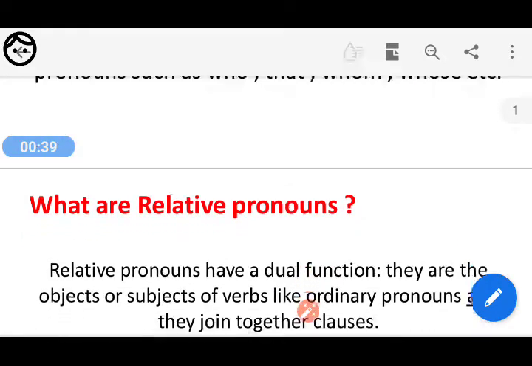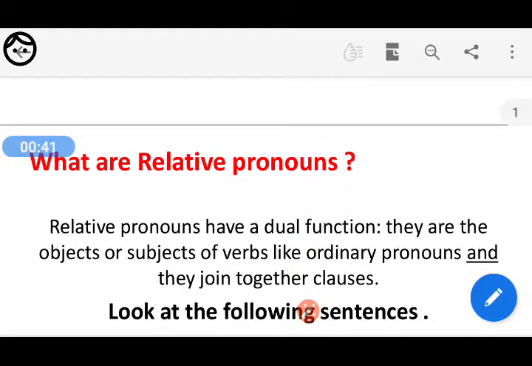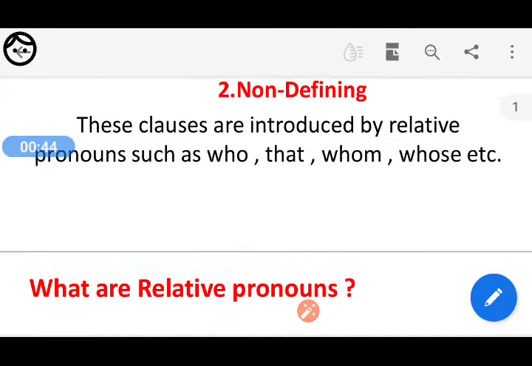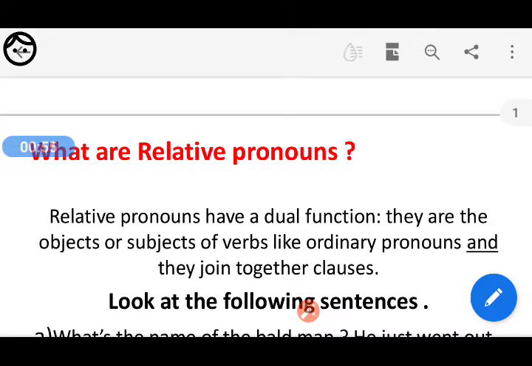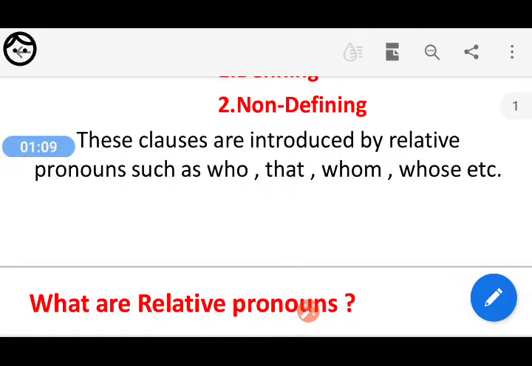Okay, now first of all, let us know what relative pronouns are, since we have said that these clauses, non-defining and defining relative clauses, are introduced by relative pronouns. Relative pronouns have a dual function. They are the objects or subjects of a verb like ordinary pronouns, and they join together clauses. These are relative pronouns: who, that, whom, whose, which, etc.